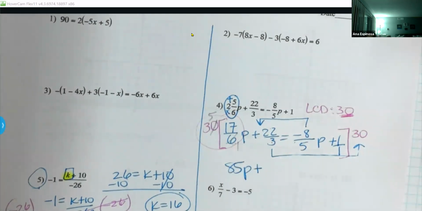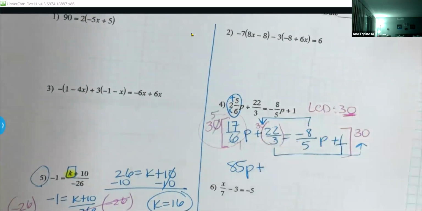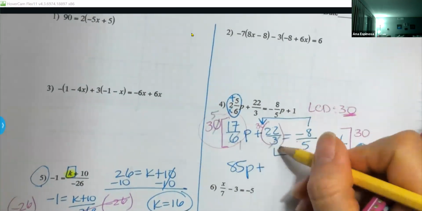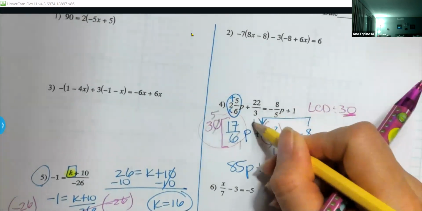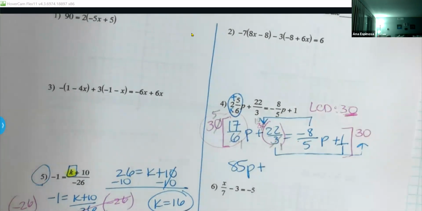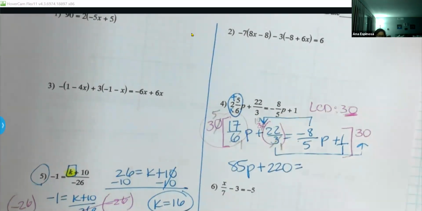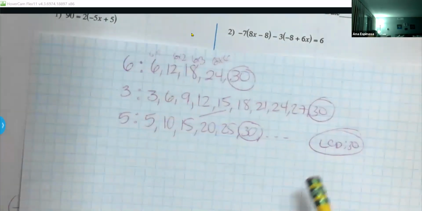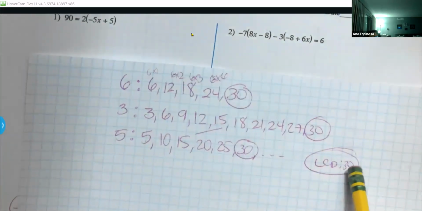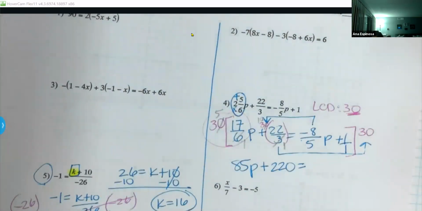Okay. The next one is it's as if I put the 30 here. Okay. And I do exactly the same thing. So 3 goes into 30 exactly 10 times. So 10 times 22, wrong one, is 220. Okay, that's the reason why you find LCDs, because you know that that number is going to evenly go into here, which will cancel each of the fractions.